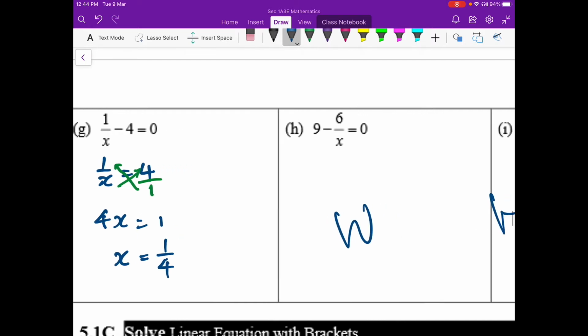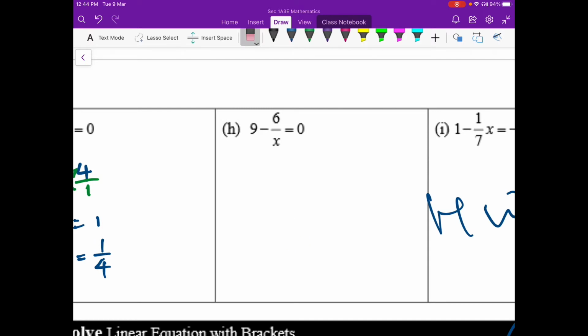Okay, next, part H. If I plus 9 on both sides, we get 18 minus 6 over x equals to 9. Doesn't help. Instead, what should we be doing? So plus 9 doesn't help, huh? Okay, so minus 9 on both sides. Minus 9 on both sides, we get negative 6 over x equals to negative 9. Okay? Is this what you want? Kind of, huh? At least you got an x on one side already.